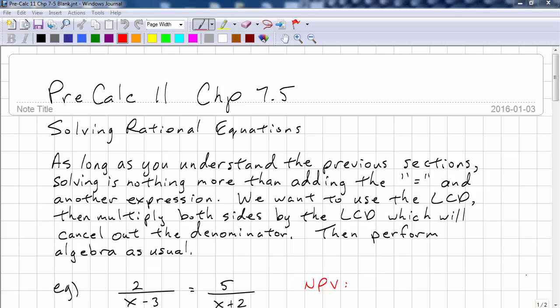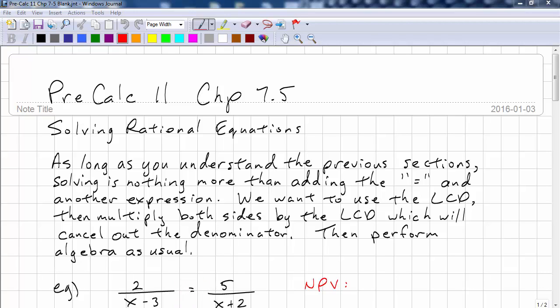Pre-Calc 11, Chapter 7.5. We're moving on to solving rational equations. This is a little bit more difficult, but as long as you understand the previous sections, it's only adding one step of difficulty. There's nothing more than just adding an equal sign to the expressions.